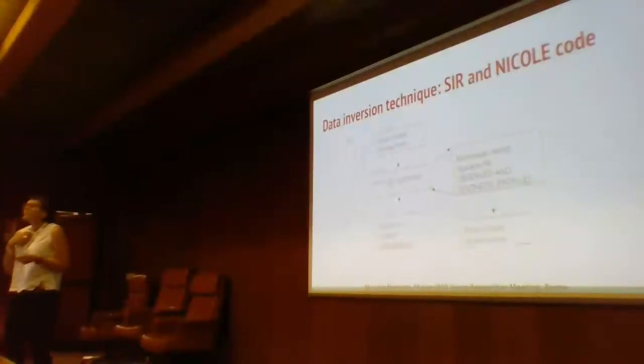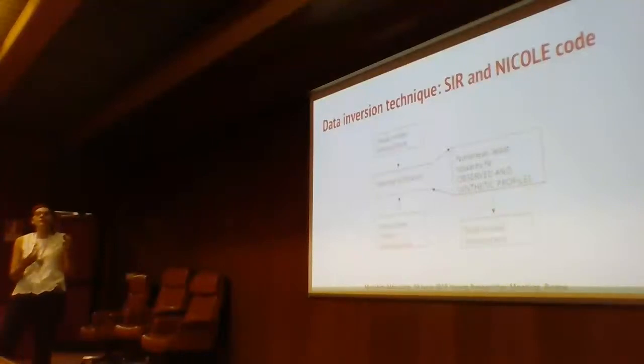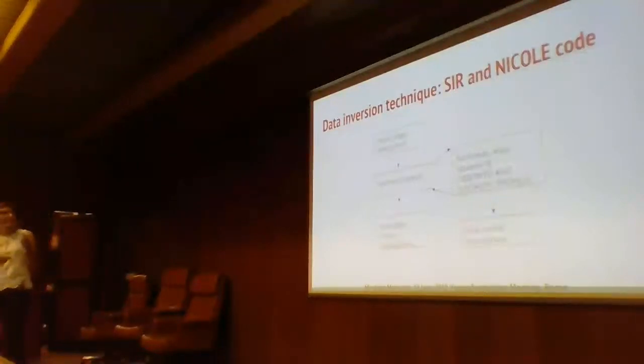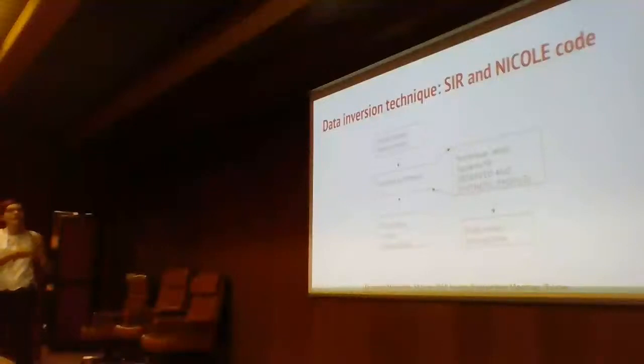So we use a code that is called an inversion code. There are a lot of codes, but in this study I used the SIR and NICOLE codes. What is the difference? A code works by solving the radiative transfer equation for the solar light, but these two codes work under different assumptions. We assumed local thermodynamic equilibrium for the SIR code, and non-local thermodynamic equilibrium for the NICOLE code. So we can retrieve the magnetic field from the photosphere with the SIR code, and from the chromosphere with the NICOLE code. But I mean, how does it work, in few words.